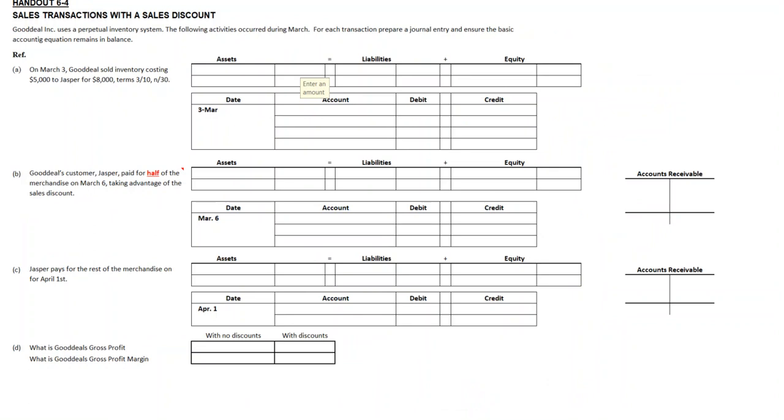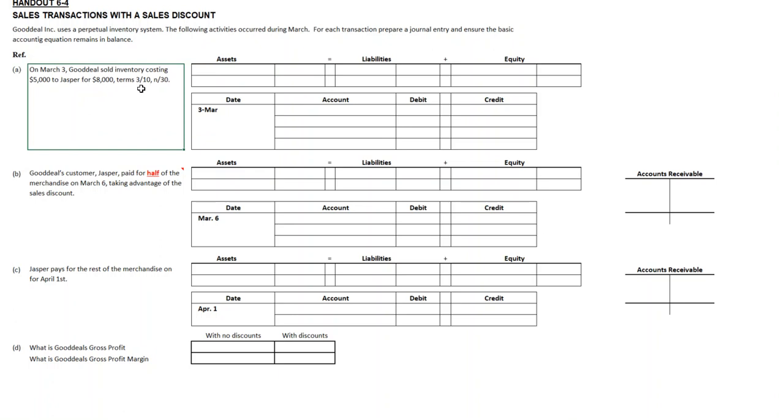Again, Good Deal uses a perpetual inventory system, and the following activities occurred during March. And we're asked to prepare transactions and journal entries to ensure our basic accounting equation remains in balance. On March 3rd, Good Deal sold inventory costing $5,000 to Jasper for $8,000, terms 3/10, net 30.